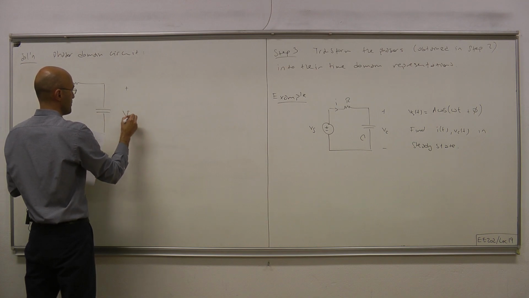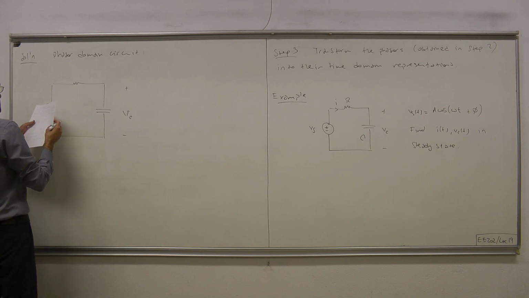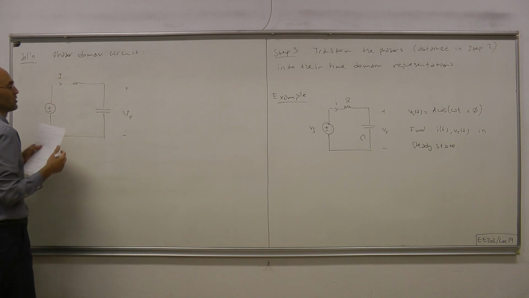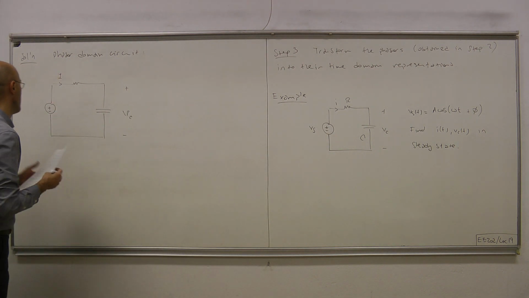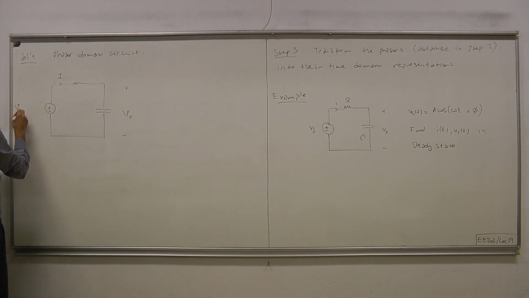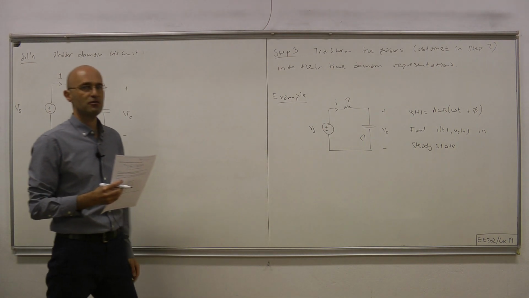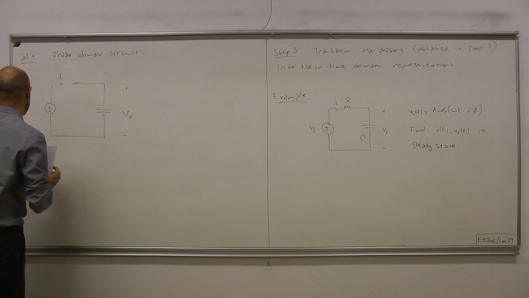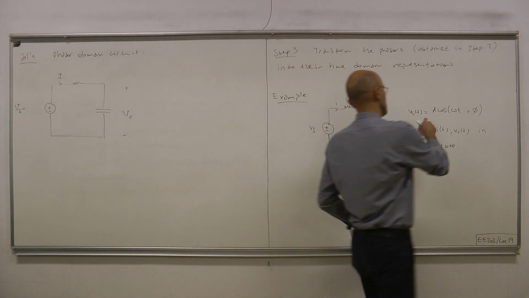Here we have capital V of C, the phasor of the capacitor voltage. Here we have capital I, the phasor of this current, I of t. Here we have capital Vs, the phasor of this lowercase Vs of t in time domain. Now, what's capital Vs? There's nothing to compute really, it's already given.